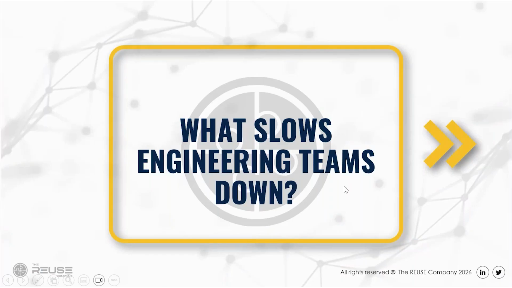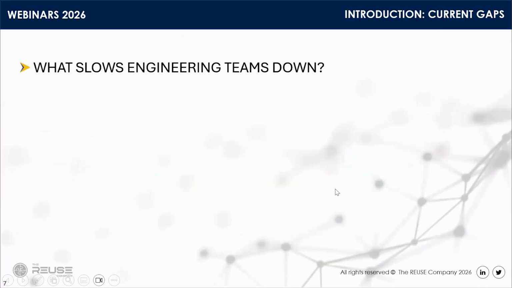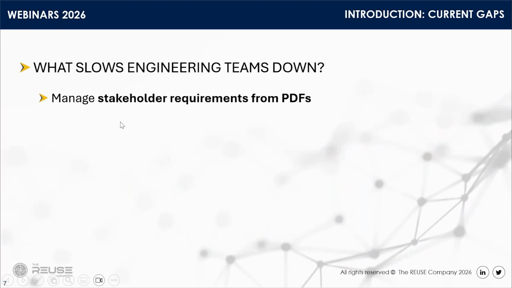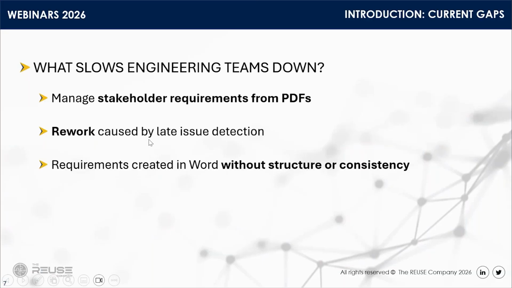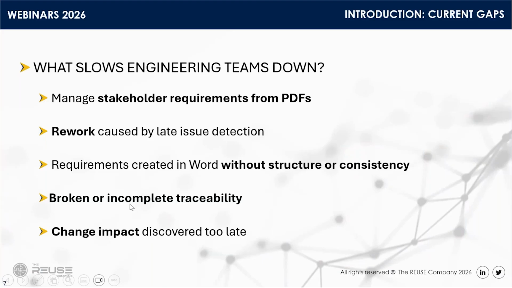Now let's see whether we all have a particular alignment about the problems or not. So first could be managing stakeholder requirements, which would be in the form of PDFs. Second, rework caused by late issue detection. Third could be requirements created in Word without structure or consistency. Fourth, broken or incomplete traceability. And fifth, change impact discovered too late. I hope we might be aligning with these problems.